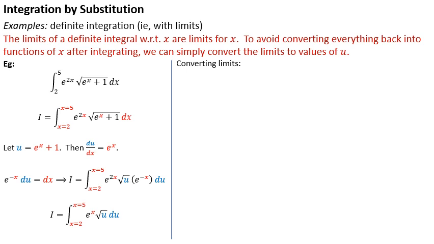We focus on the fact that we already have a connection between u and x. The connection is u is equal to e to the x plus 1. So if x equals 2, then u will equal e to the 2 plus 1. And the same thing happens with 5. If x is 5, just substitute 5 into our expression for u, e to the 5 plus 1.